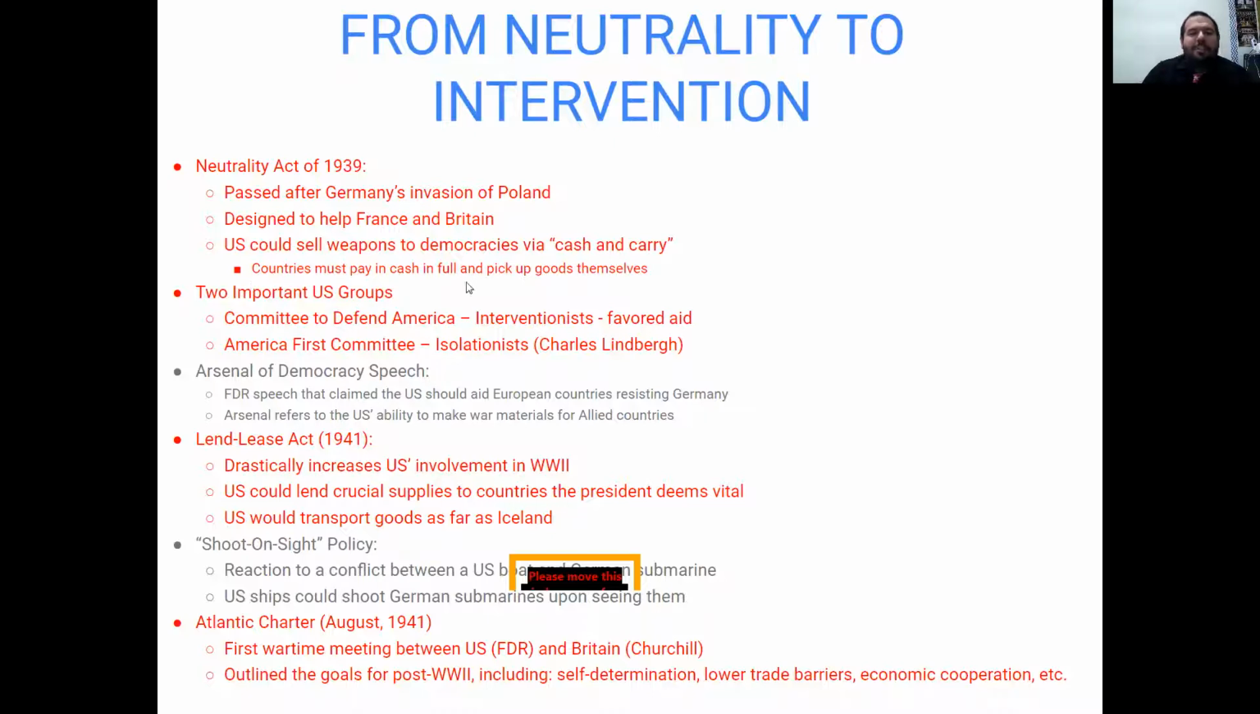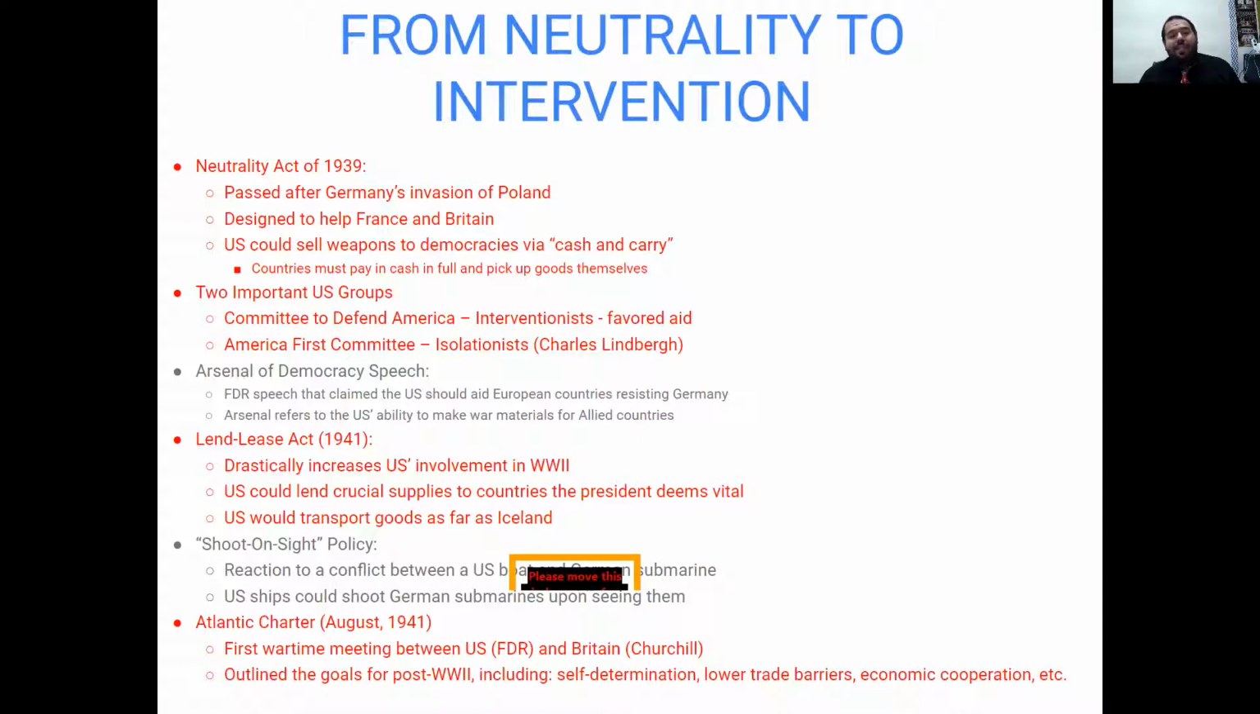You have two important U.S. groups back at home trying to prevent war or intervene in war. The first, the Committee to Defend America, were interventionists, and they favored sending aid to those countries. Let's intervene, let's help them out. Remember, it hasn't been that long that the U.S. has been its own country, right? And we have a long history of trade between France and Great Britain.